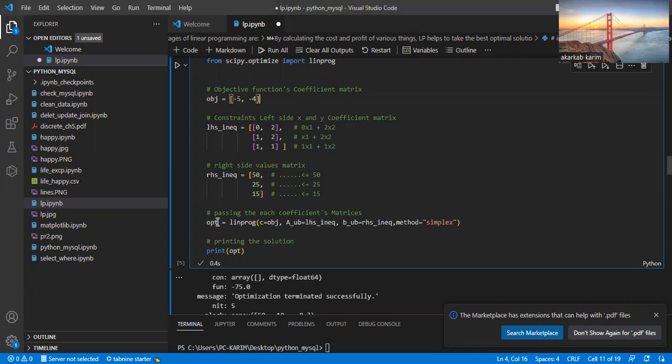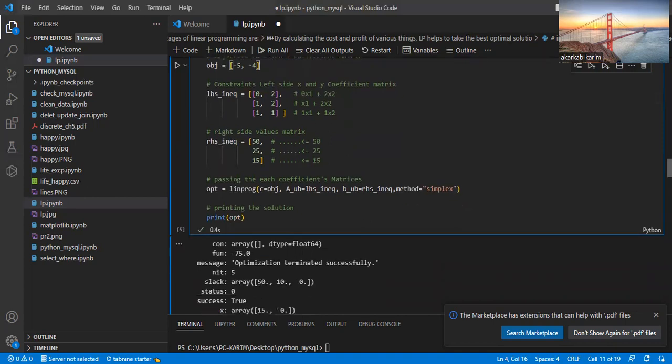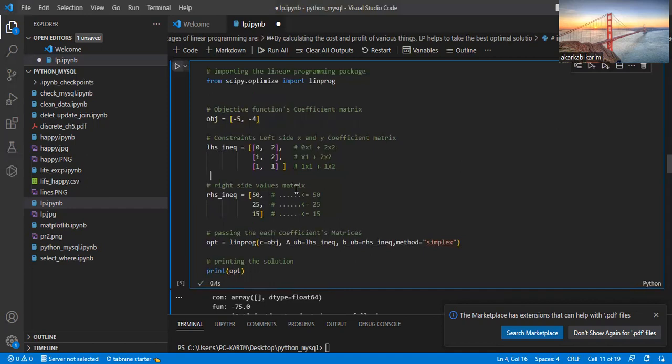Well, at this time I store the result in the variable opt equal to linprog. I apply my function with c, where I pass my objective function. Here I pass the coefficient matrix, and the third one I pass the value vector on the right side. I apply the simplex method because simplex is one of the famous methods we use to solve this kind of problem. We also have other methods. Well, I run this and I get those results.